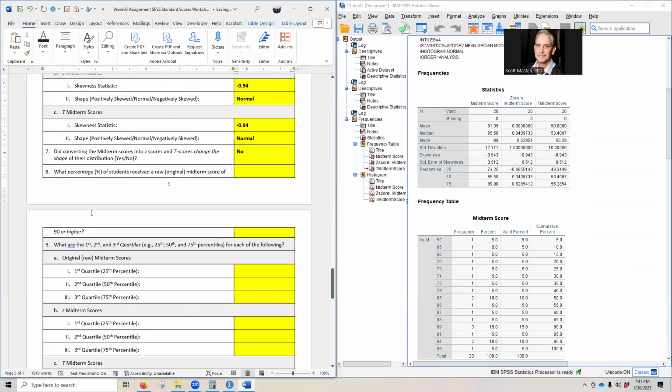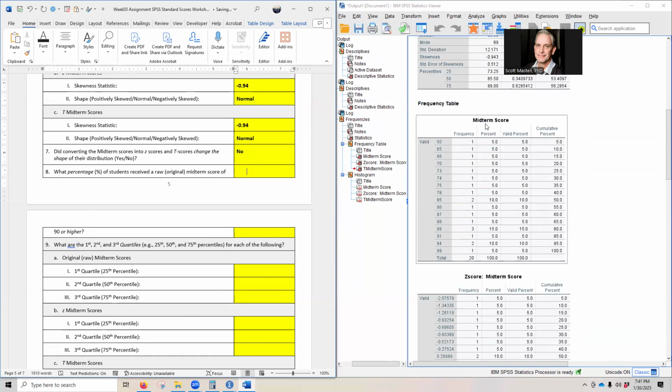So now, what percentage of students received a raw or original midterm score of 90 or higher? All these ones that are higher or lower, we're going to find the frequency distribution. Here's midterm scores, and we want 90 or higher, so that includes 90, right? Well, no one got a 90. So it's going to be this 91, 94, and 99. But note you got to add 1 plus 2 plus 1, because 2 people got a 94. That's 4 people. Oh, wait, it's percentage. Okay, 5 plus 10 plus 5 is 20. So 20% of folks had a midterm score that was 90 or higher. 5% got a 91, 10% got a 94, and 5% got a 99.